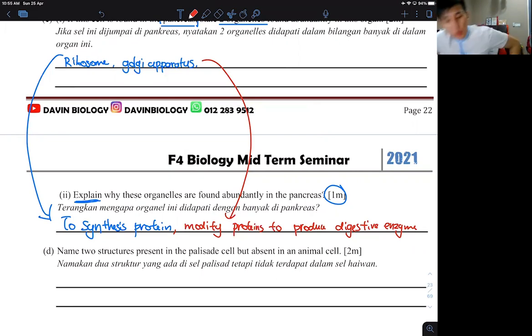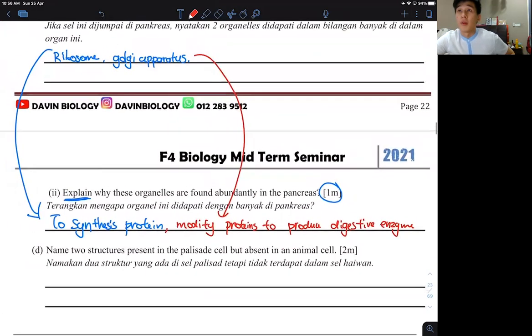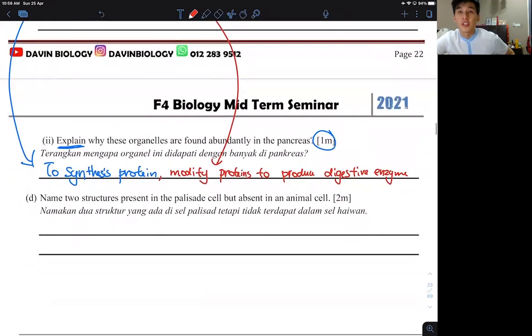Now, name two structures present in the palisade but absent in animal cell. Wesley, what happened? Any problem? Can I have a copy finish video right here?